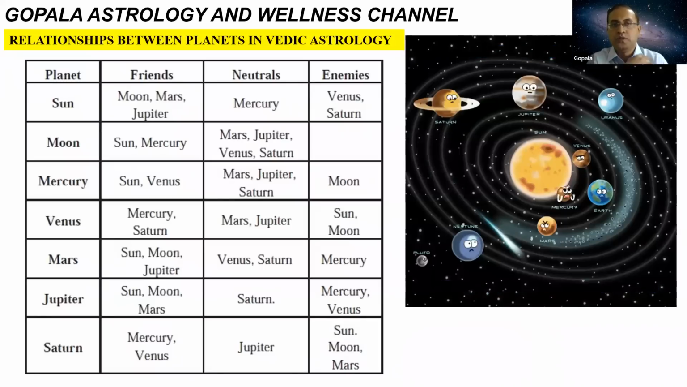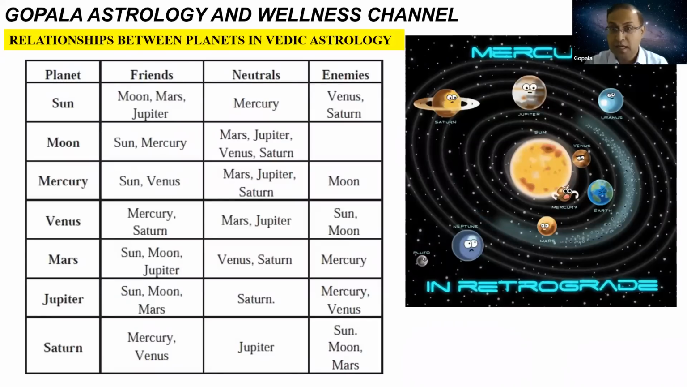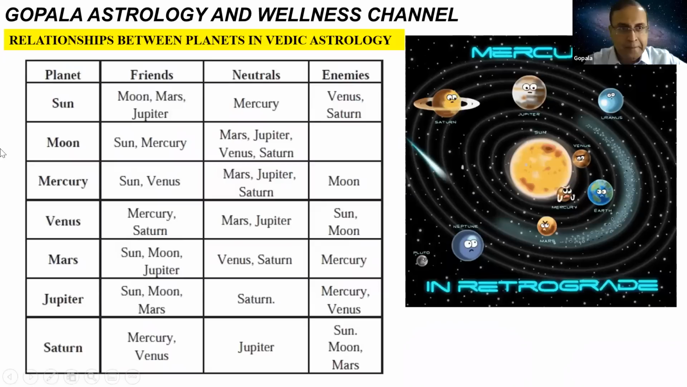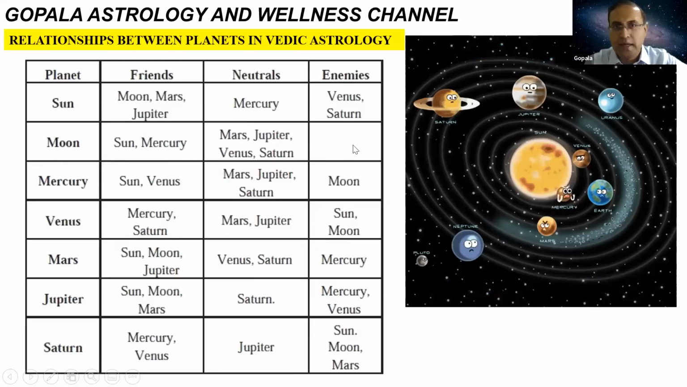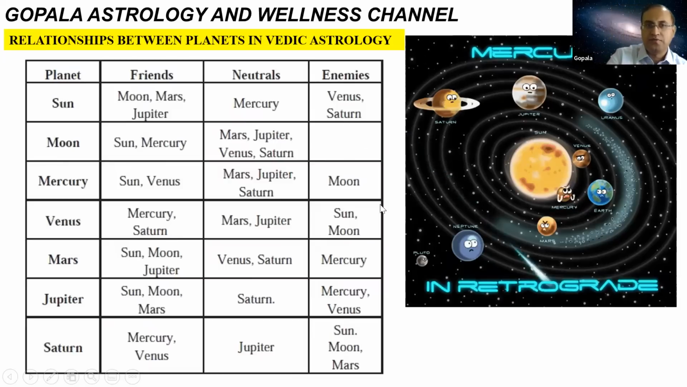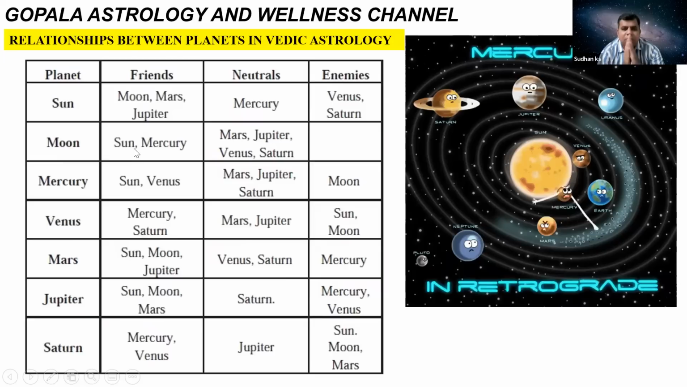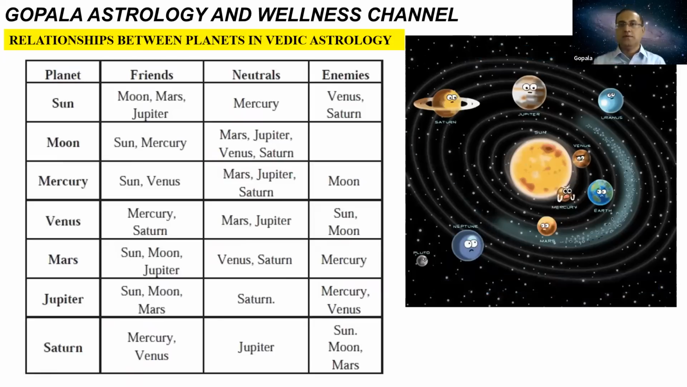That means he puts his soul into his intelligence. Then he will do a lot of good works. That's the result, we can say. In the same way, Moon considers Sun and Mercury as the best friends, and there are a lot of neutrals. It doesn't have any enemies. This is the only graha. If you observe the tabular column here, Moon doesn't consider anyone as an enemy. That is why the Moon is our emotion.